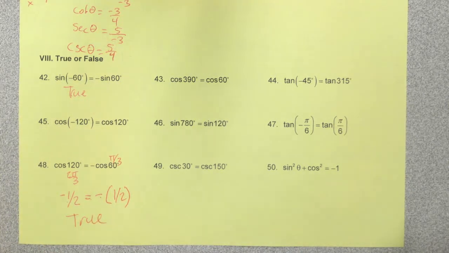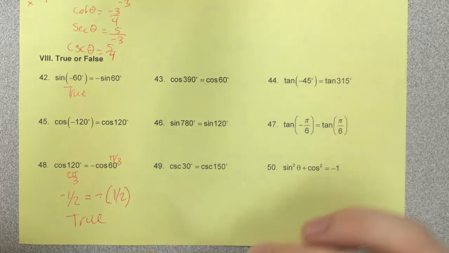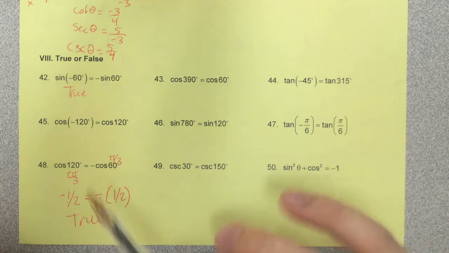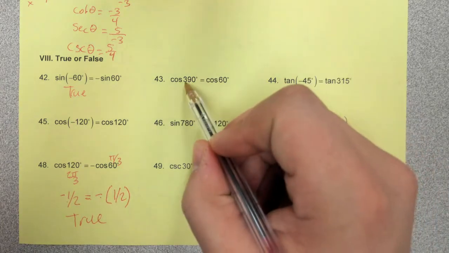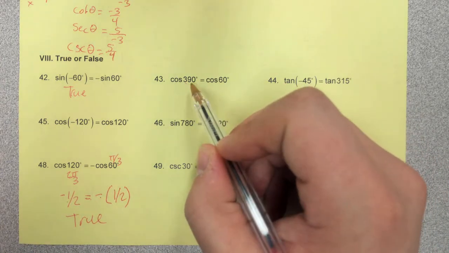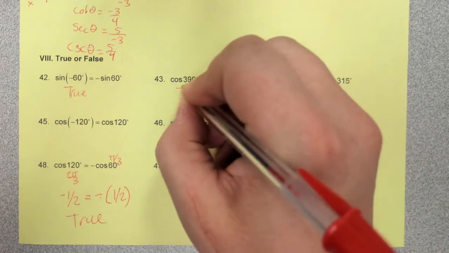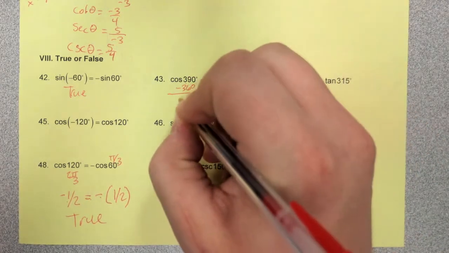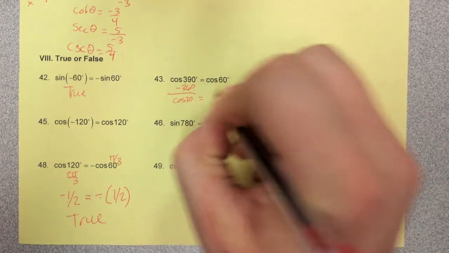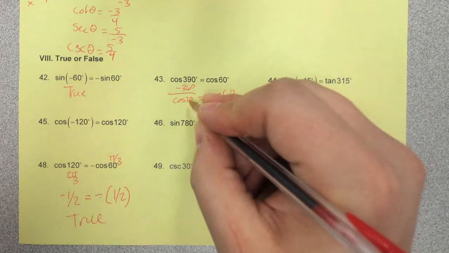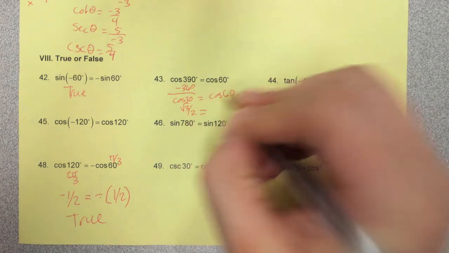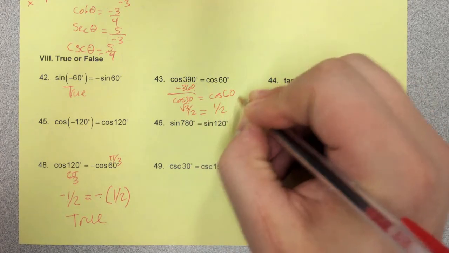Okay? You can use symmetry, you can use properties, you can do things like that to figure out whether or not these are true or false. Like 43, for example. 390, that's not one of our special angles, but it's bigger than 360, so we can go ahead and take away 360. So that's cosine of 30 equals cosine of 60. But then we know that cosine of 30 is root 3 over 2, and then that one's going to be equal to 1/2, so this one's false.